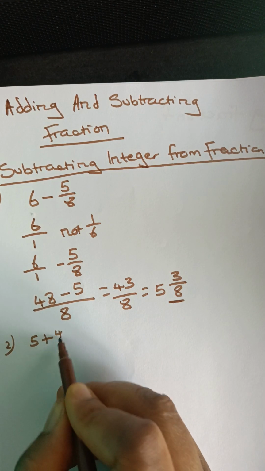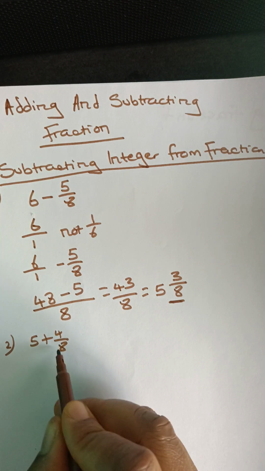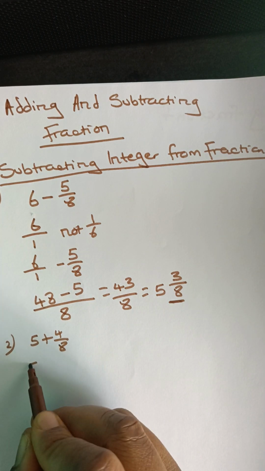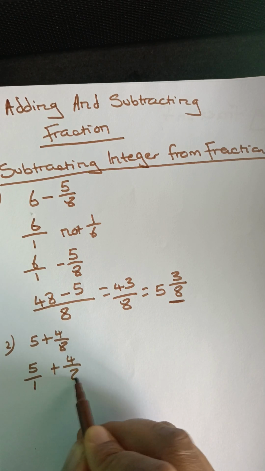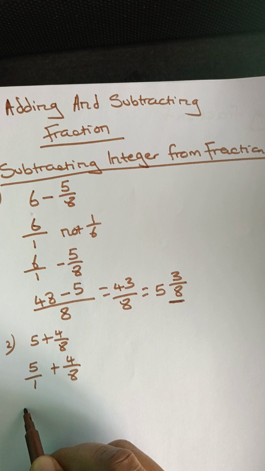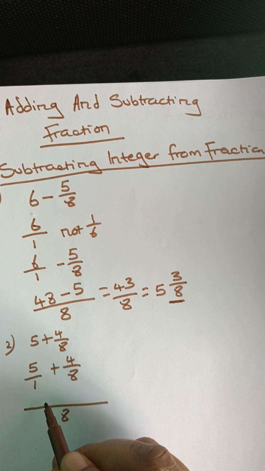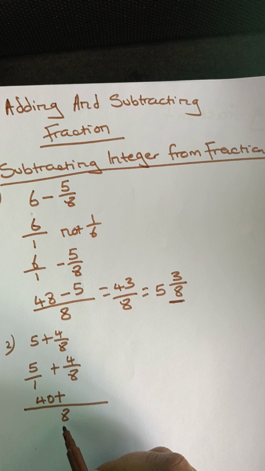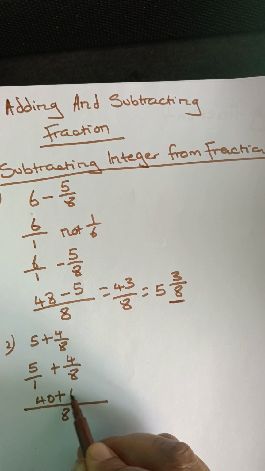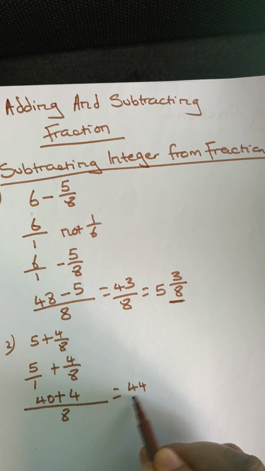5 plus 4 over 8. I said it has to become a fraction, which is 5 over 1 plus 4 over 8. And again, the LCM for 1 and 8 is 8. How many 1s in 8? 8. 8 times 5, 40 plus, how many 8s are in 8? 1. 1 times 4, 4. So here we have 44 over 8.